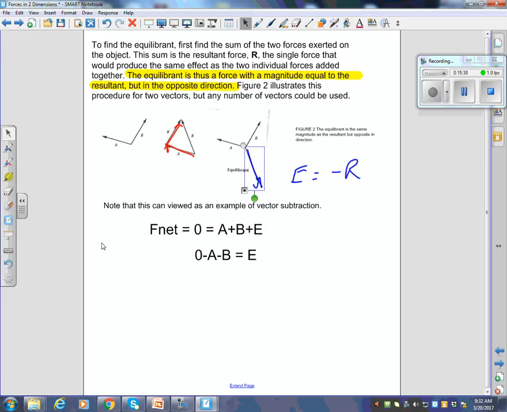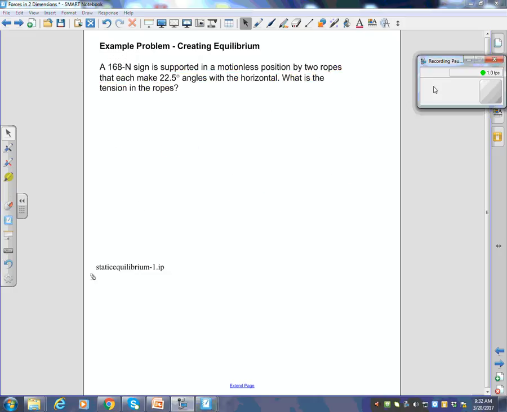And last semester, someone pointed this out, and I never thought of it before, but I think it's excellent, so I'm going to show it to you guys. Note that this can also be viewed as an example of vector subtraction. If you want to say the net force is 0, and you've got vectors A, B, and we'll call it E, then the equilibrant E is equal to 0 minus A minus B. So it's a way of showing vector subtraction as well, if you want to look at it that way. So you can either add them together, find your resultant, and flip it, or you can do vector subtraction. Those are sort of the two ways to look at it.